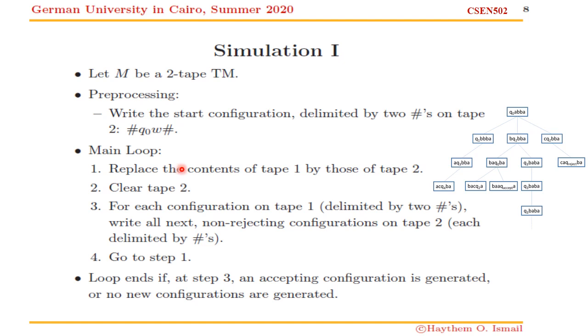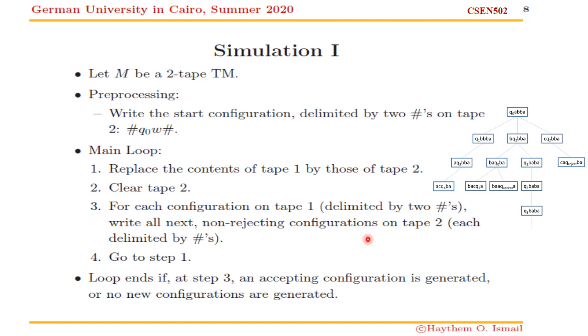Replace the contents of tape 1 by those of tape 2. So we're going to copy those onto tape 1. Then clear tape 2. Now for each one of those, they are separated by hashes on tape 1 now, we're going to generate all possible non-rejecting next configurations on tape 2. So we're going to put this one, then these 2. Are we going to write this one on tape 2? No, because this is a rejecting configuration. You don't need to do it. You stop. You don't put it. So only these 3 will now be on tape 1.